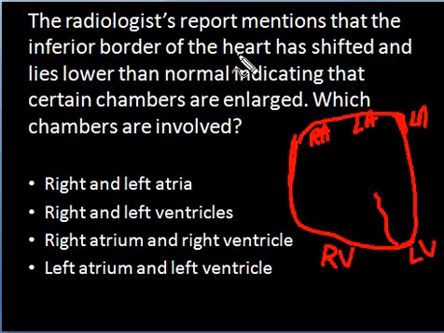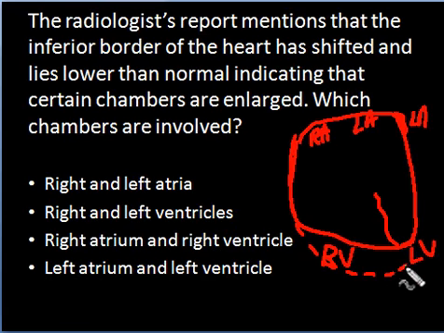So it tells you that the inferior border has shifted and lies lower, indicating that chambers have enlarged. So if this border is lying lower than normal, these are the chambers which have enlarged. So that means the correct answer would be the right and left ventricle. So that's how you've got to relate what the correct answer is and think analytically on this kind of question.